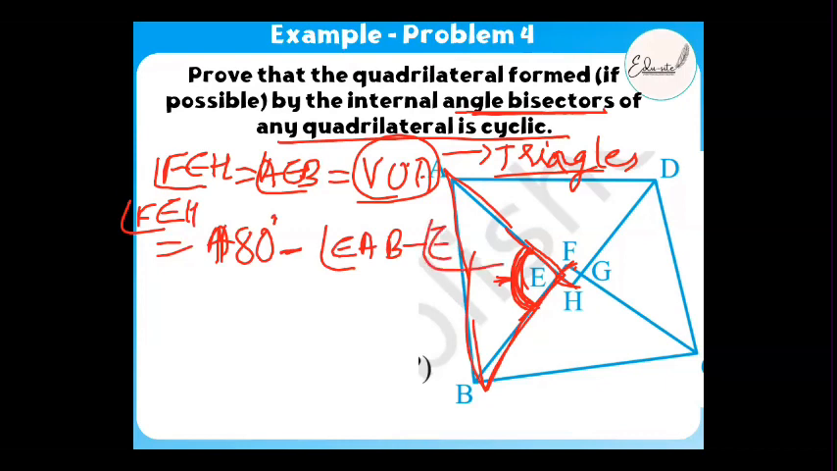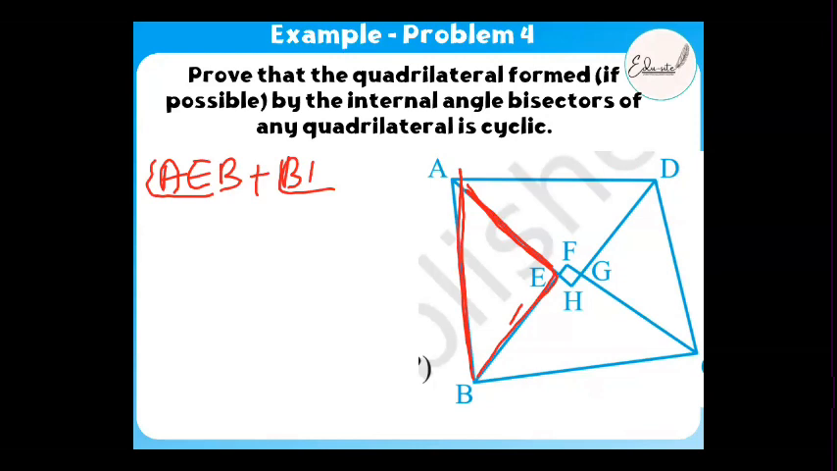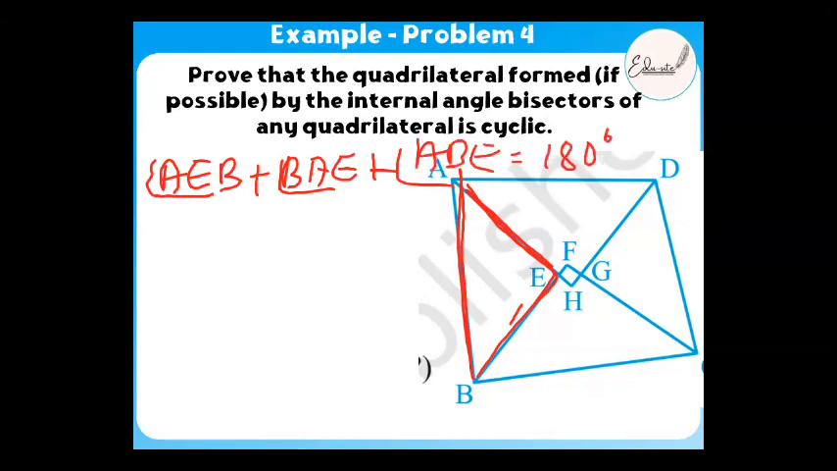Are you understanding this? Have you understood this? Yes or no? Why did we write 180 degree minus EAB minus EBA? Just considering this triangle, beta. We are just considering this triangle now. To calculate AEB, how do you find AEB? Is it not angle AEB plus angle BAE plus angle ABE is equal to 180 degree, correct?